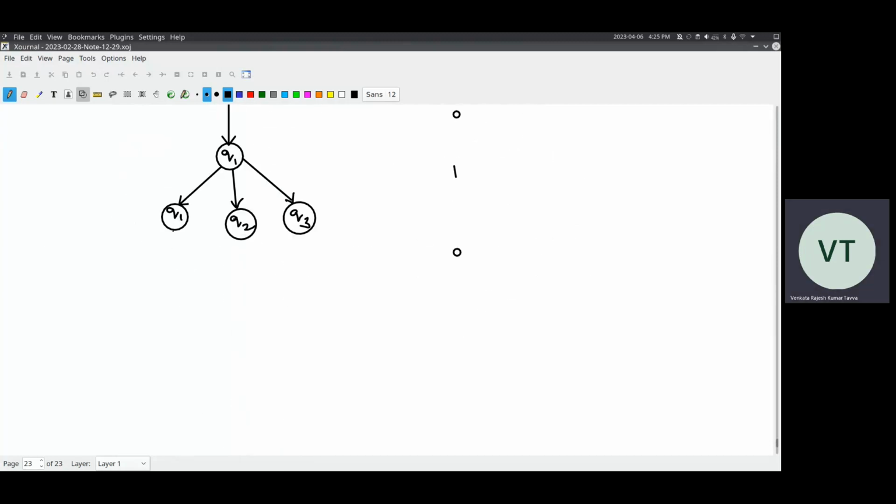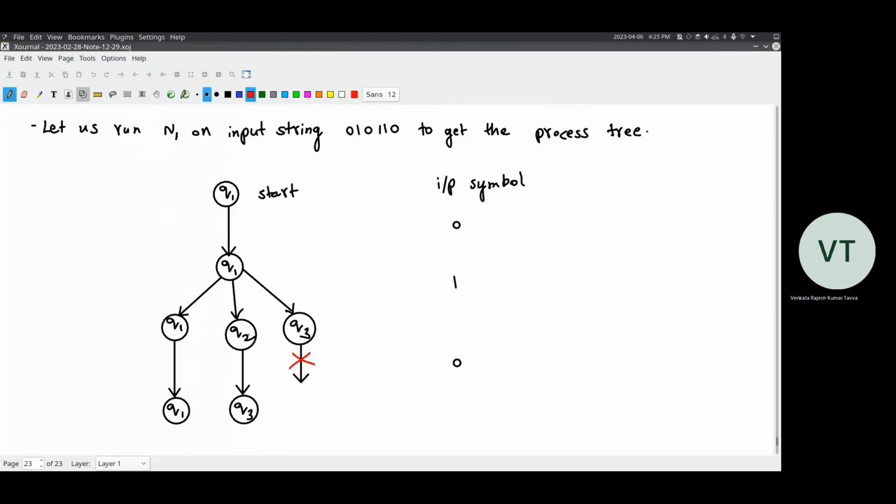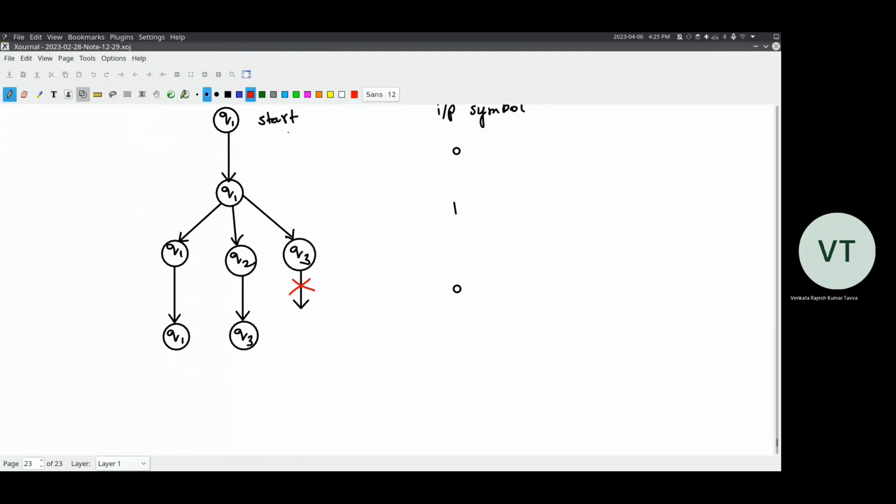So Q1 on 0 goes to Q1. Q2 on 0 goes to Q3. Q3 on 0 doesn't go anywhere. So we can say it is dead. That branch is dead. All right. Now next symbol is 1. Now where does Q1 and Q3 go?